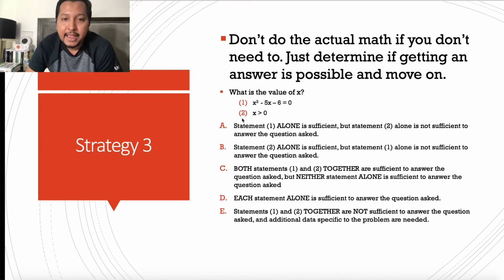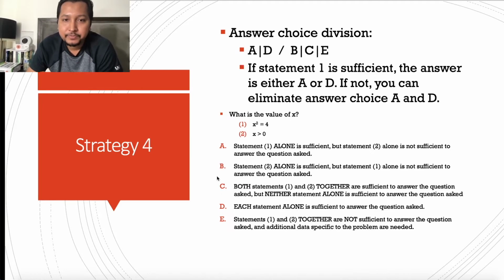Okay, and the answer for this question will also be C, because you get two values, one positive and one negative, by solving this equation in statement 1, and then statement 2 tells you the value of x is a positive 1. So you combine these two and you get your answer choice C.